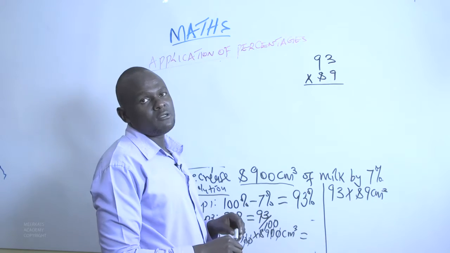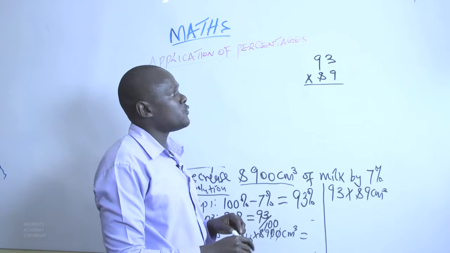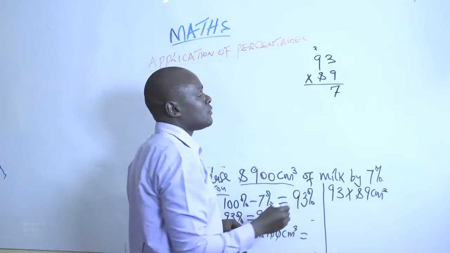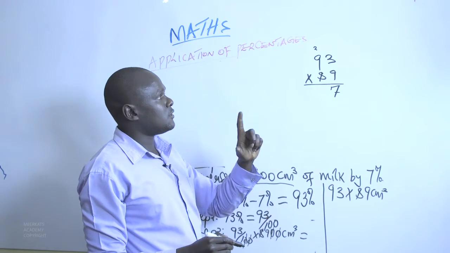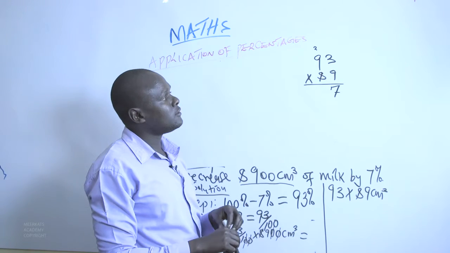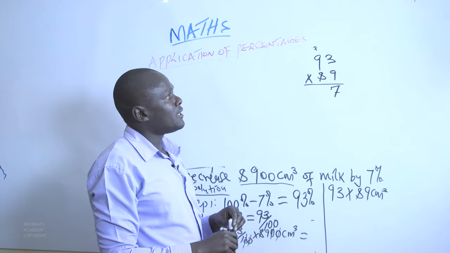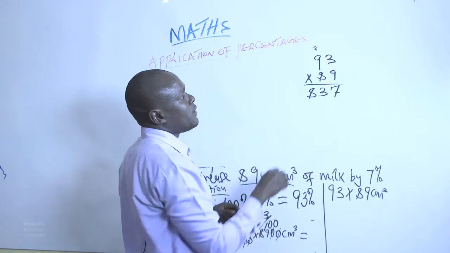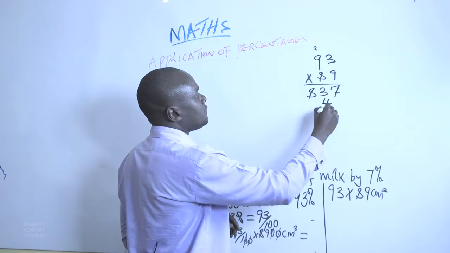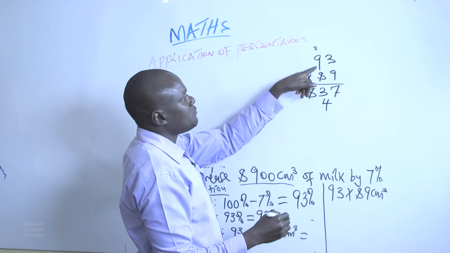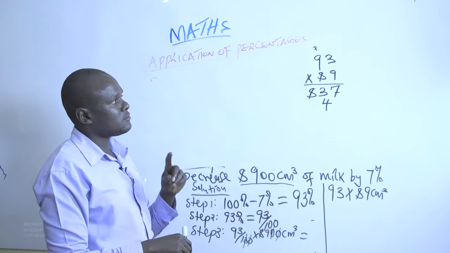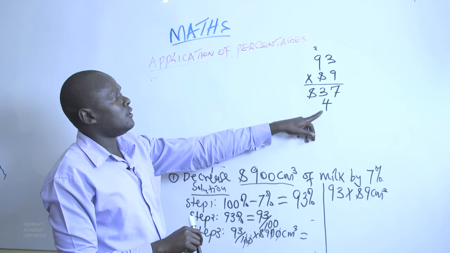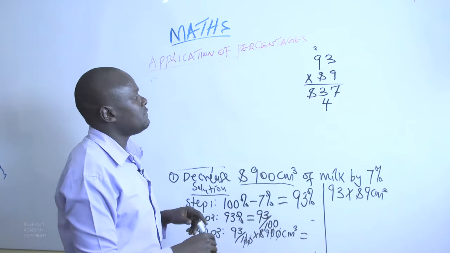Now 9 multiplied by 3 will give us 27. We write 7 and carry 2. 9 multiplied by 9 will give us 81, but remember we had carried 2, so when we add 81 plus 2, it will give us 83. Then 8 multiplied by 3 will give us 24. We write 4, carry 2. Then 8 multiplied by 9 will actually give us 72 plus the 2 that we had carried on, that will be 74.